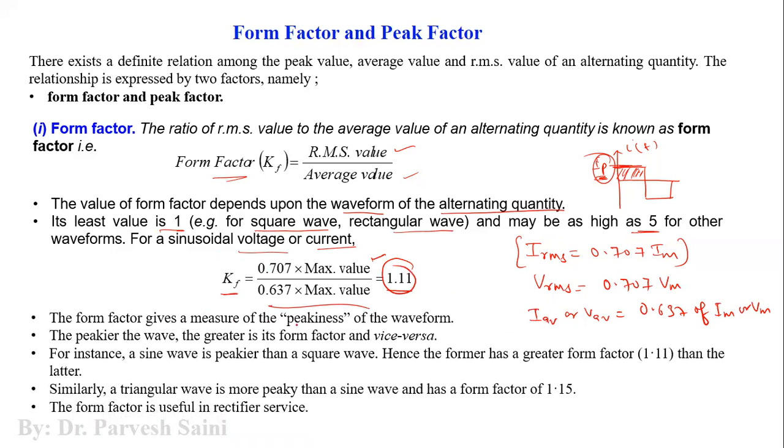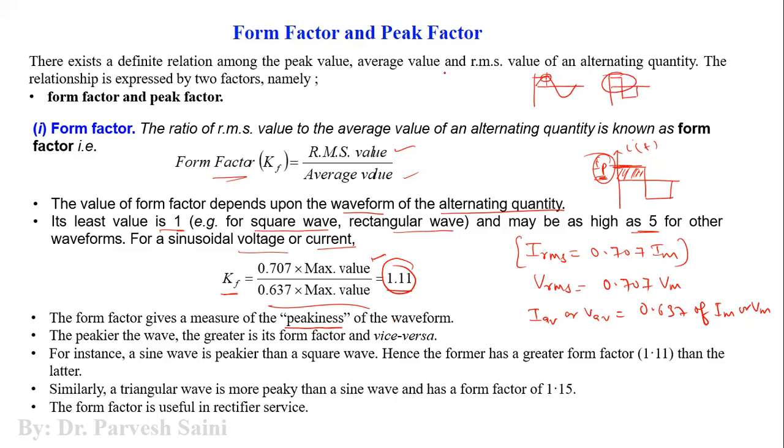So form factor basically gives the measure of peakiness. Peakiness means the amplitude of the waveform or the signal, the alternating quantity, right? Peakier the wave, the greater is its form factor, or vice versa. Peakier means, you can see, if you compare sine wave with a square wave, let us say, or a rectangular wave. So sine wave is quite peakier. It has one peak here. It is quite sharp as compared to a square wave.